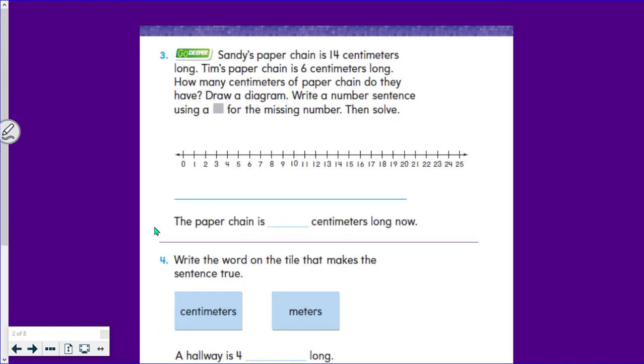All right, let's continue to the next page, 646. This one says Sandy's paper chain is 14 centimeters long. Tim's paper chain is 6 centimeters long. How many centimeters of paper chain do they have? Draw a diagram, write a number sentence using a box for the missing number, then solve. So you're going to use this for your diagram. You're going to write your number sentence here using the box for the missing number, and then the paper chain is blank centimeters long now, which is where you write your answer. Pause your video and do number 3.